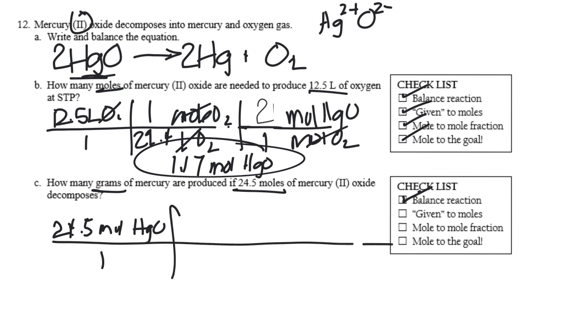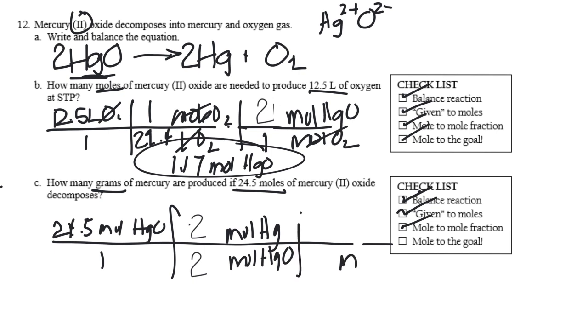Put it over 1. Mole of HgO comes down. And I want to get to mercury. So moles of mercury is going to go to the top. And so I use my coefficients. I have a 2 in front of HgO, so that goes in front of HgO. And I have a 2 in front of Hg, so that goes in front of Hg. So now I have done the given to moles. Check. And I've done mole to mole fraction. And now I just need to do mole to the goal.